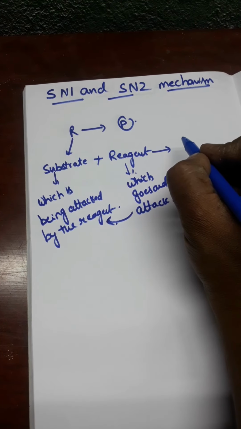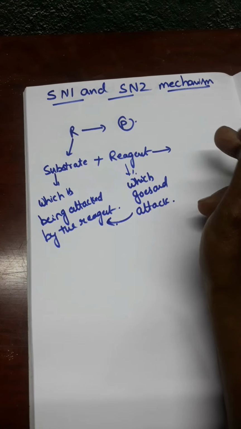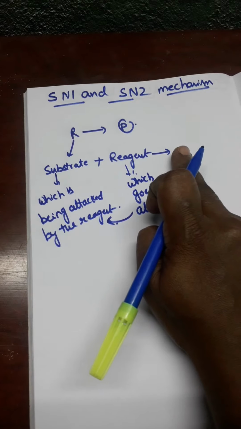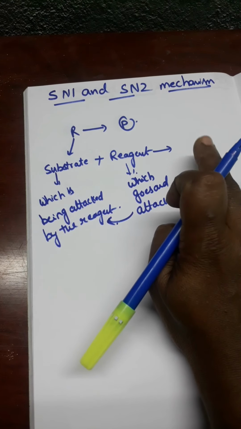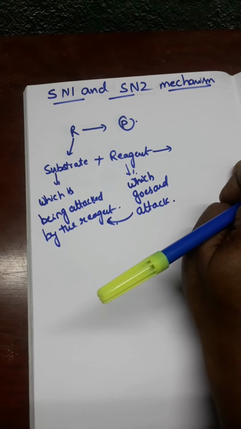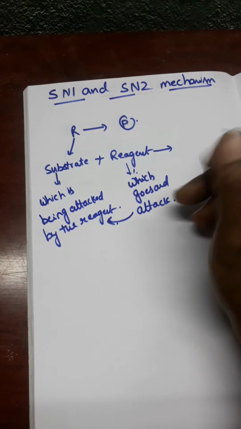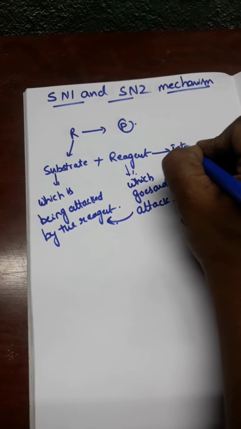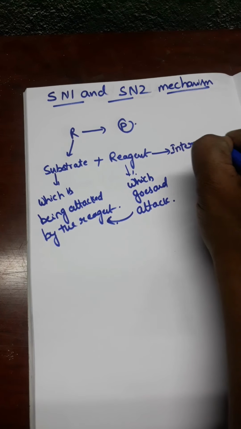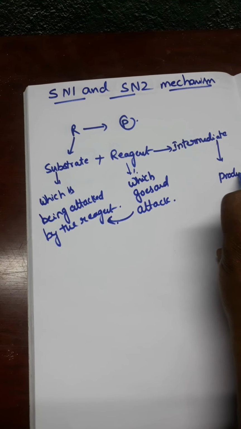That means both are the reactants, and together they give the product. Before the product they form an intermediate. This intermediate will convert into the product. That means the substrate will react with the reagents to give, first of all, an intermediate. After that it will give the product.